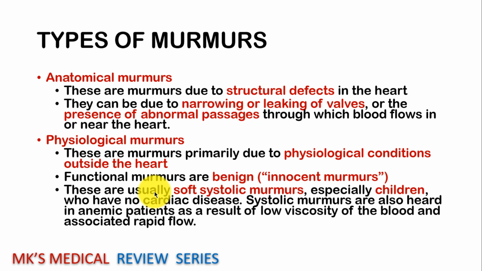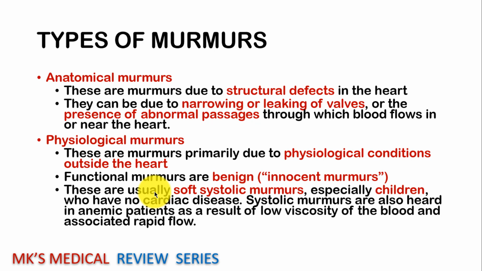The anatomical murmurs are due to structural defects in the heart. They can be produced by narrowing or even leaking of the valves. Narrowing, you refer to that as stenosis. Leaking of the valves, you refer to that as regurgitation or insufficiency. Or they may be due to an abnormal passage through which the blood flows in or near the heart, for example, a patent ductus arteriosus, an atrial septal defect, or indeed a ventricular septal defect.